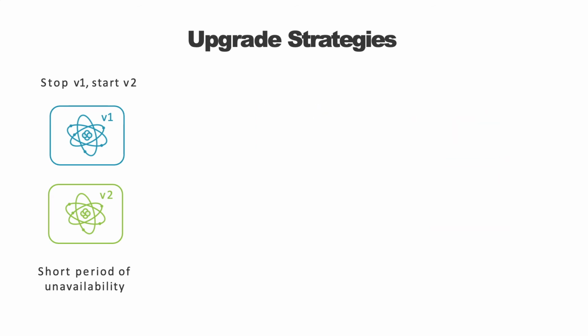So if we start with stop V1, start V2, it means that we are going to replace V1 of my microservice by V2 of my microservice. It needs a short period of unavailability because we need to stop the service, replace the vendor, and start the service again.